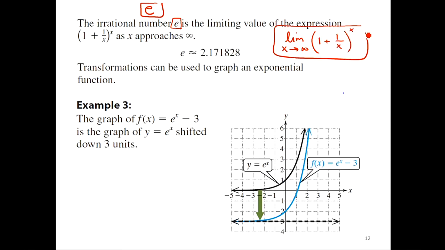This value equals E. This is the number E, 2.71828. This is an irrational number, and so on to infinity, random to infinity. Okay, this is approximate.